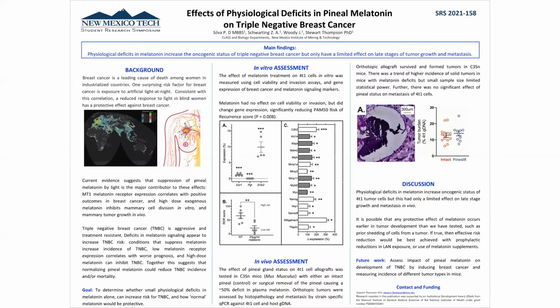But we observed significant gene expression changes. In fact, we observed a significant reduction in PAM50 risk of recurrence score. That means melatonin can dramatically reduce the aggressiveness of triple negative breast cancer.